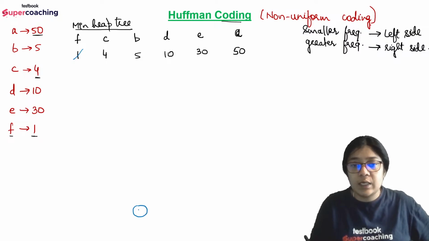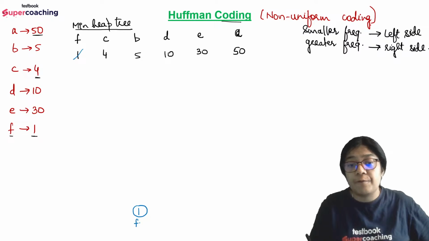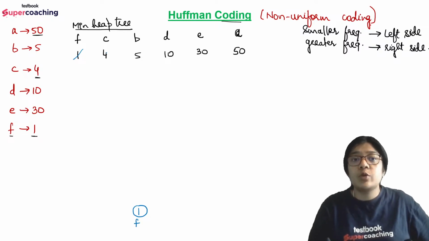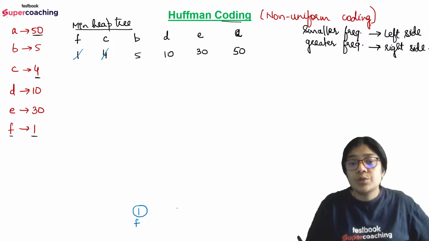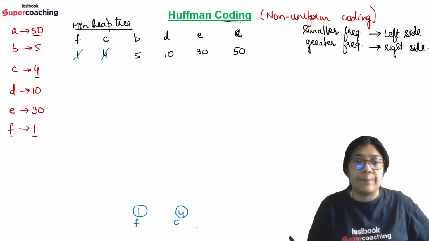This is representing the frequency 1 and it is for the character F. Take the next minimum, the next minimum that comes will obviously be greater than what we have deleted now. So that is 4. 4 will be on the right hand side because it's greater. This is the frequency of C.